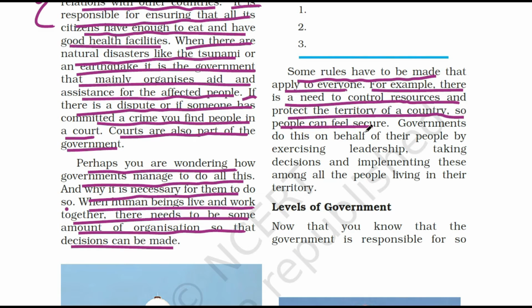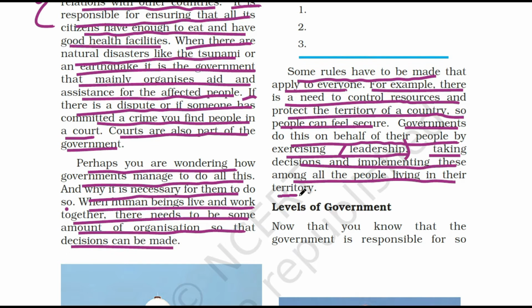This is where governments play a key role as well, and governments do this on behalf of their people by exercising leadership. They are our leaders, taking decisions and implementing these among all the people living in their territory. So they take decisions for us and implement it for all the people living in our country. Now let us see what are the levels of government.